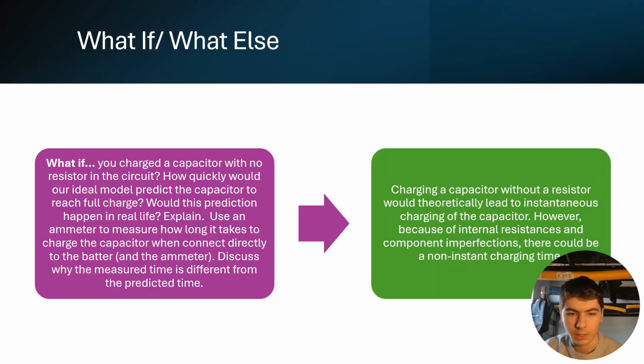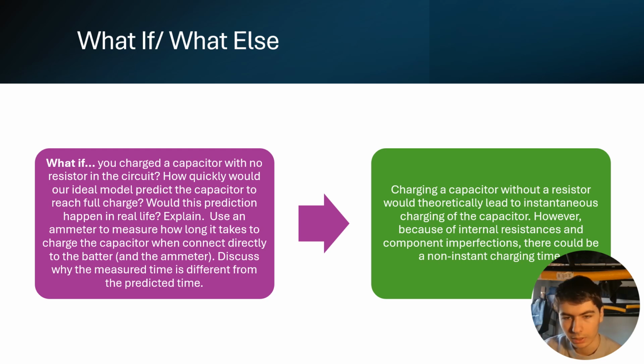And so, what else? What if we charge a capacitor with no resistor in the circuit? How quickly would our ideal model predict the capacitor to reach full charge? Would this prediction happen in real life? Explain. Use an ammeter to measure how long it takes to charge the capacitor when connected directly to the battery and the ammeter. Discuss why the measured time is different from the predicted time.